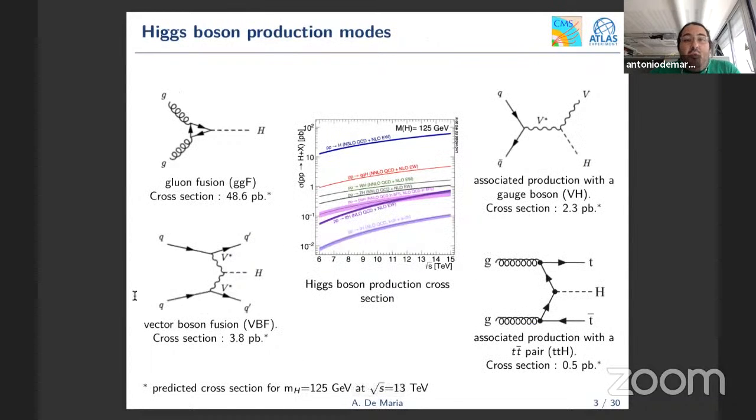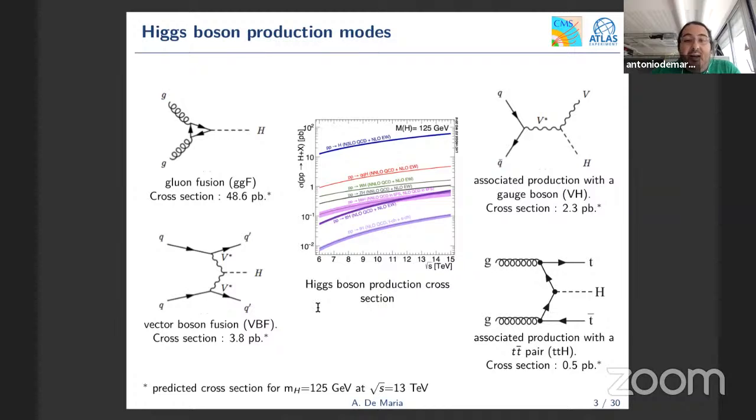If we go briefly to how the Higgs boson is produced at the LHC, we have 4 main dominant production modes. The most abundant one is gluon fusion, which you see depicted in the top left part of the slide, followed by vector boson fusion. Then the other 2 main production modes are the associated production with a gauge boson, so with a W or a Z, or the associated production with a pair of top quarks.